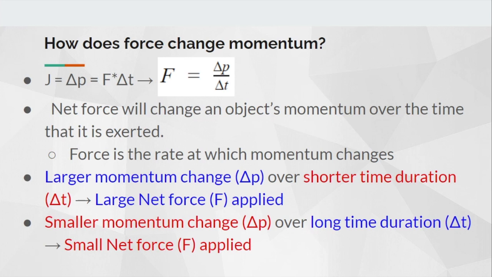But the gist of this is just that a bigger momentum change over a smaller period of time means a huge net force. And we can see that in our equation. If we look at this equation here, delta P is on top and delta T is on bottom. So the bigger the momentum change and the smaller the time, the bigger the net force.